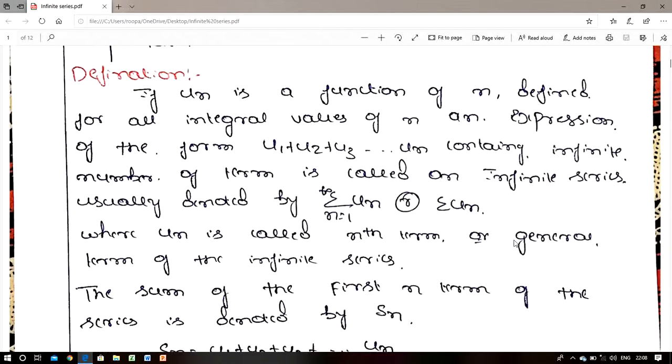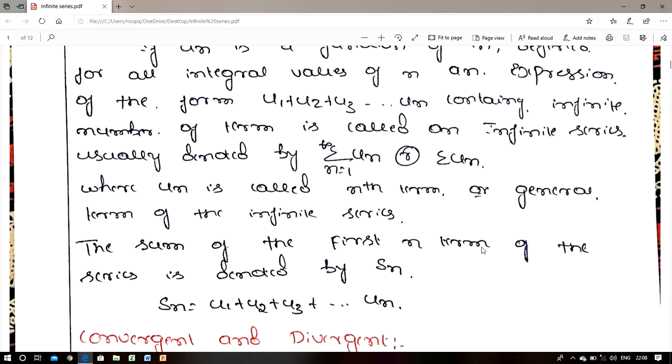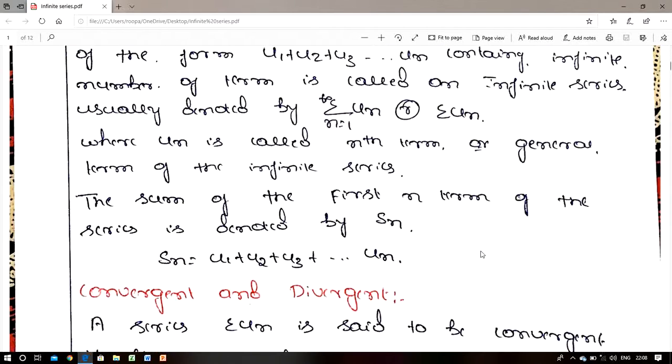Definition: if un is a function of n defined for all integer values of n, an expression of the form u1 plus u2 plus u3 plus ... plus un containing an infinite number of terms is called an infinite series, usually denoted by summation n equal to 1 to infinity un, or summation un, where un is called the nth term or general term of the infinite series. The sum of the first n terms of the series is denoted by Sn and is equal to u1 plus u2 plus u3 plus ... plus un.